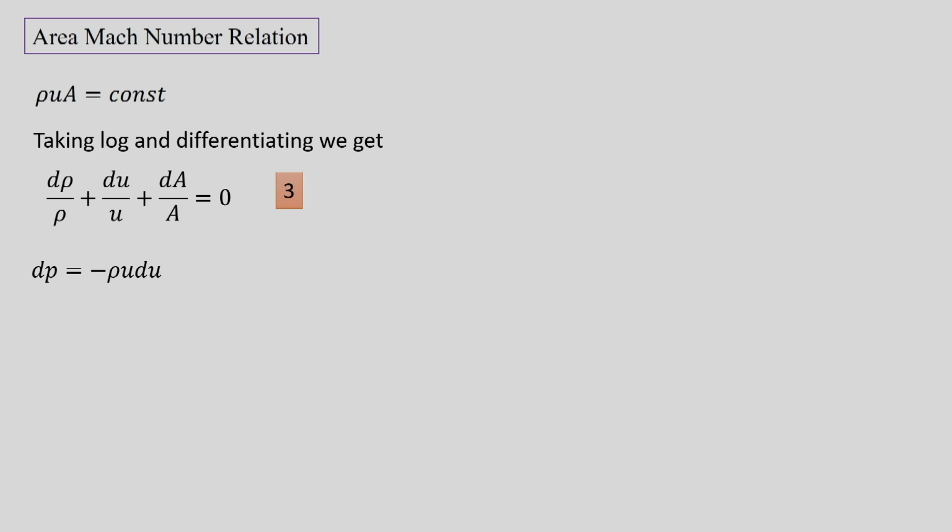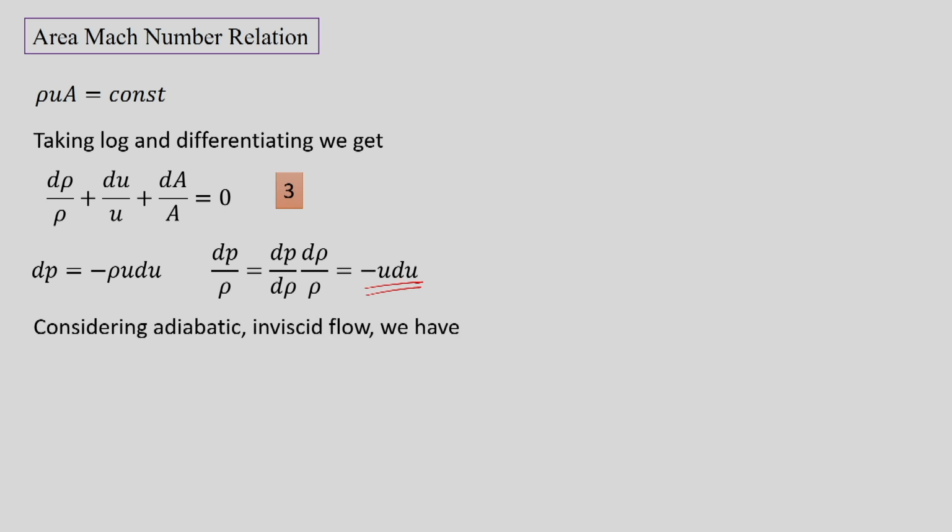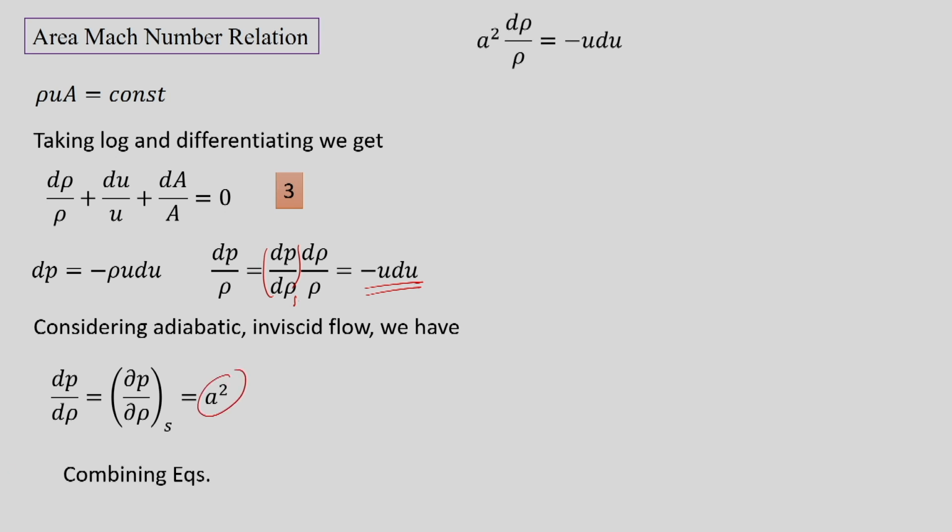But from the momentum equation we know that dP is equal to rho u du. So we have dP by rho is equal to dP by d rho into d rho by rho, but that, from the momentum equation, is equal to minus u du. Considering adiabatic inviscid flow, this term in the isentropic case is equal to a square. So we get a square into d rho by rho is equal to minus u du. So we have d rho by rho is equal to minus u by a square into du.